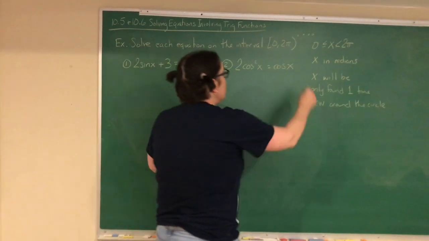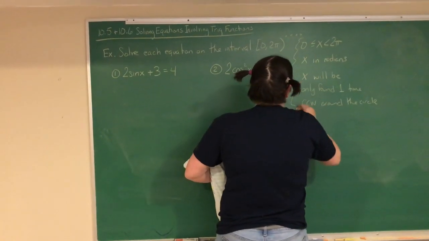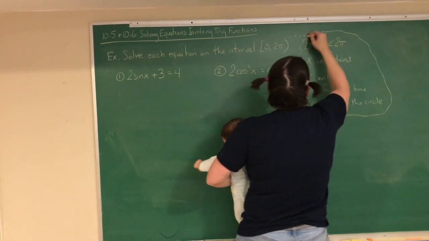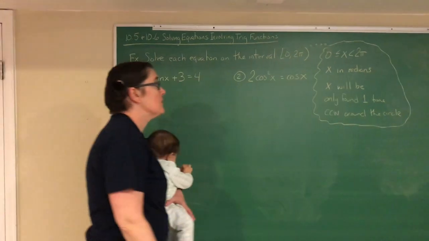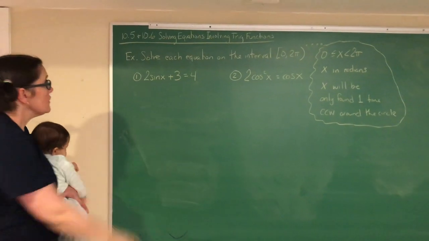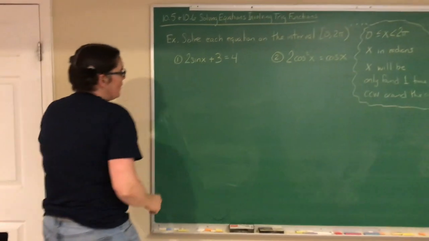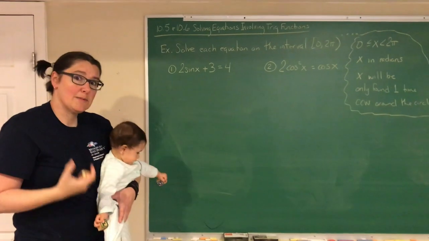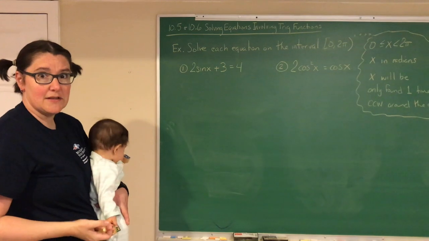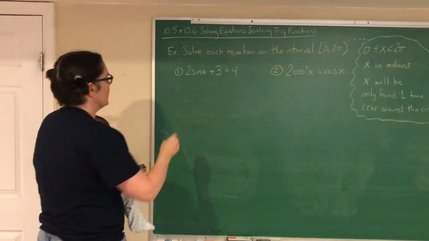Okay, so all of those things come from the given information of the interval from 0 to 2 pi. Okay, so let's look at this first equation here. So in our first example, what I want to look at is I want to ask myself, what type of equation is this in terms of the trig function?